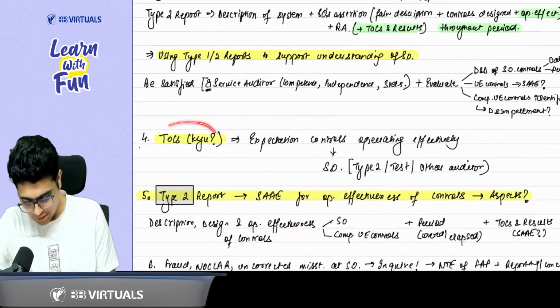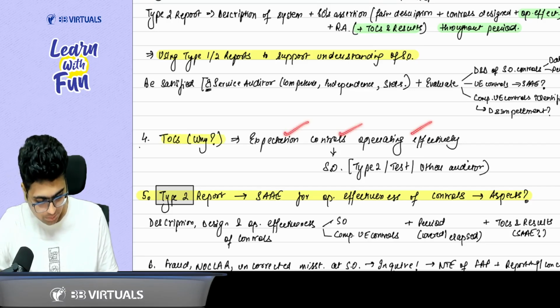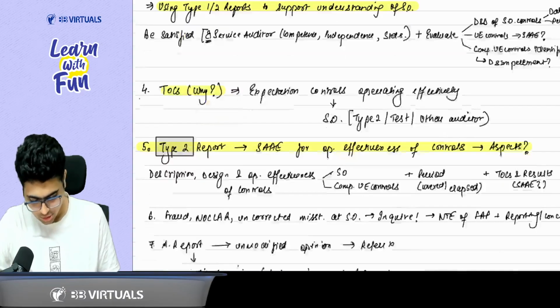Then, sir, why do we do the TOCs? Why do we do the TOCs? Because there is an expectation that controls are operating effectively. So from the service organization, you can get a type 2 report, you can test on your own or you can ask the other auditor.